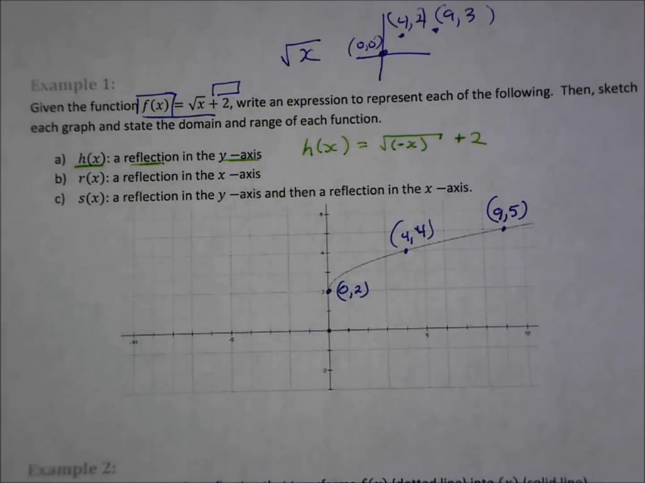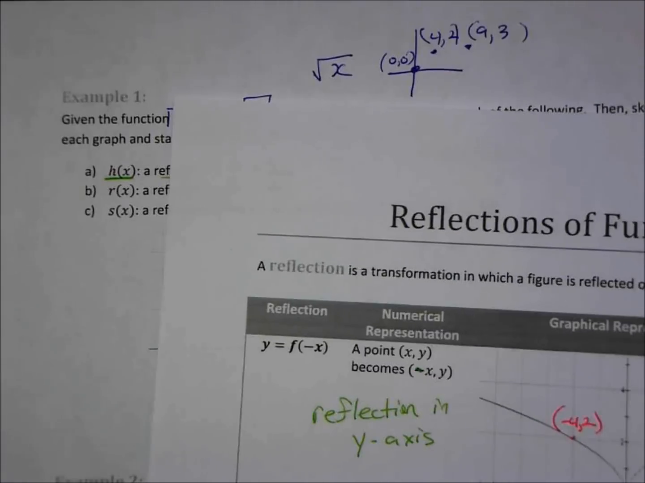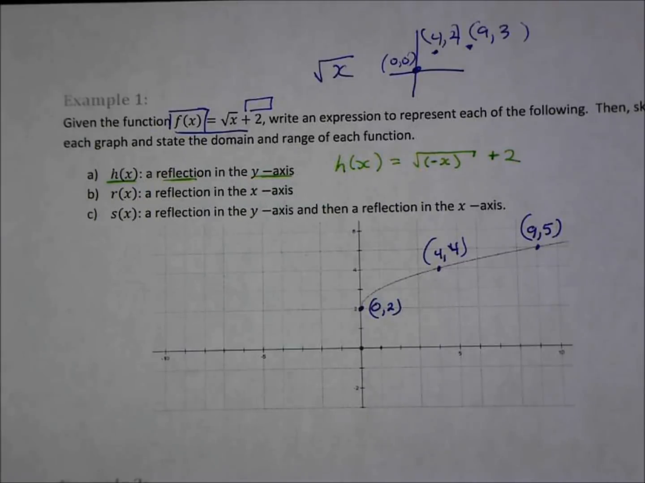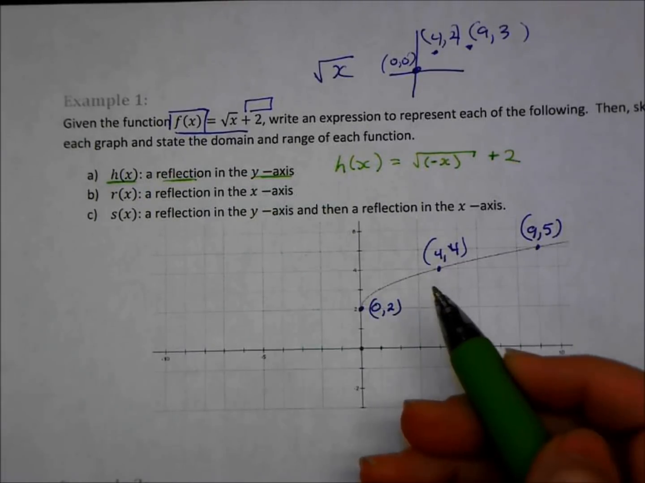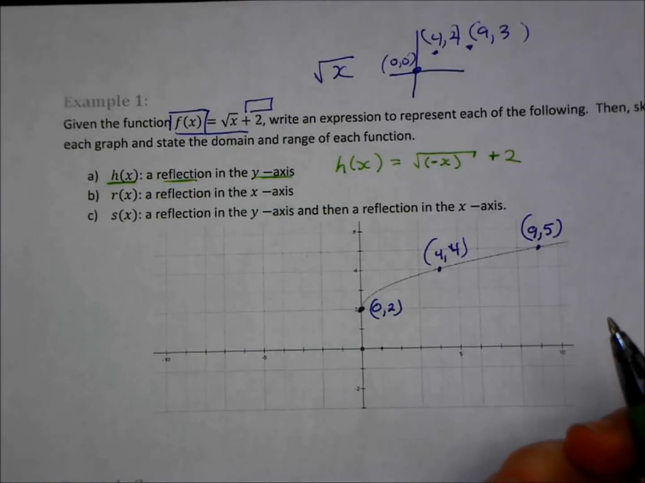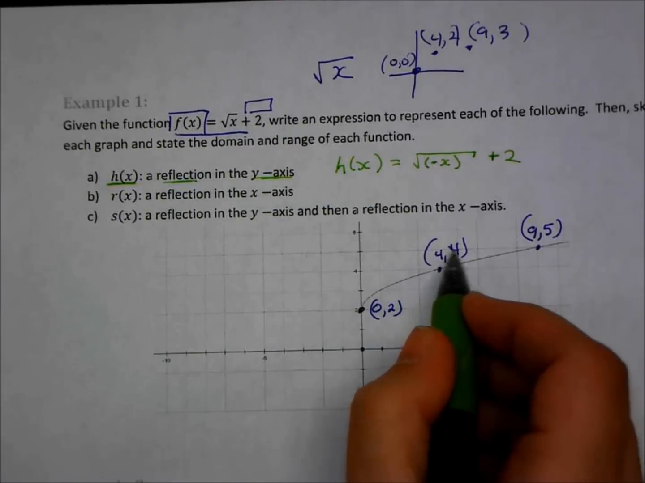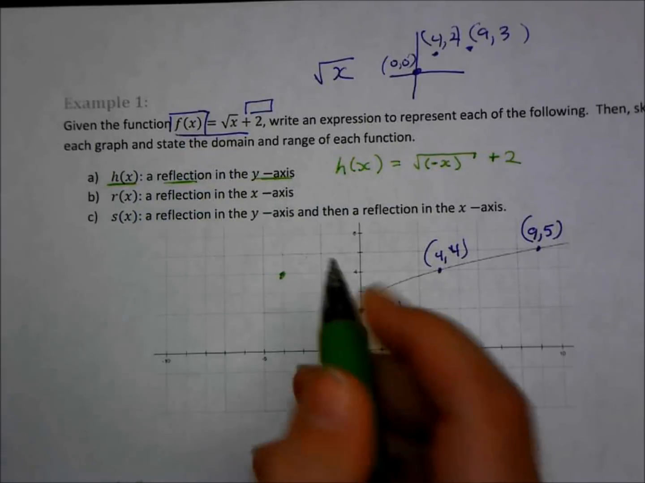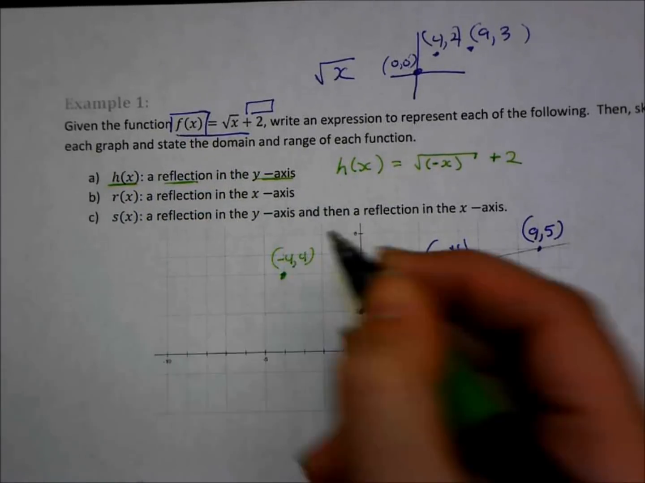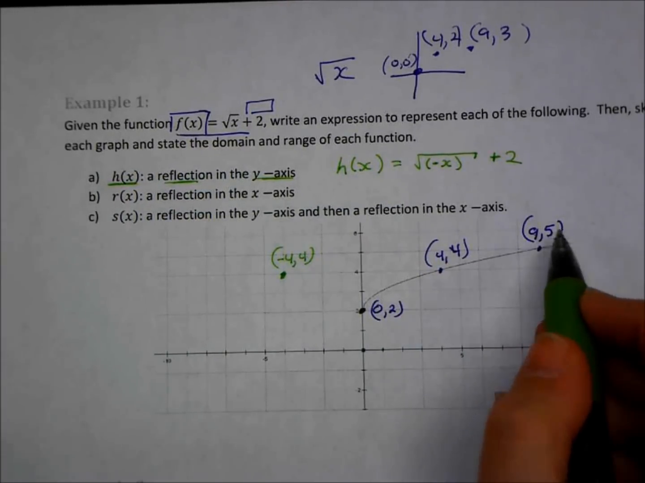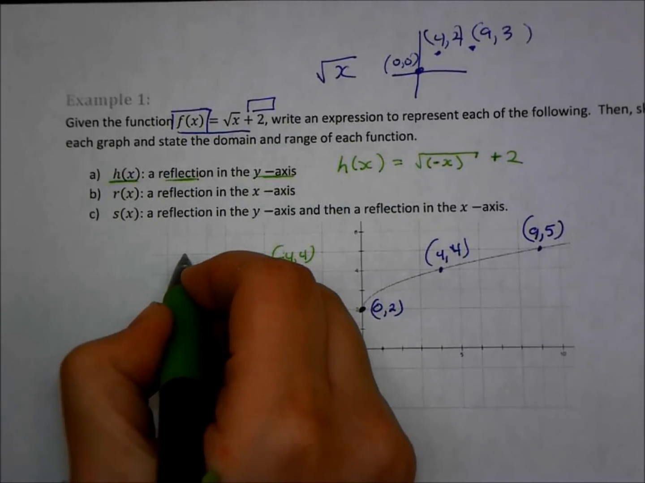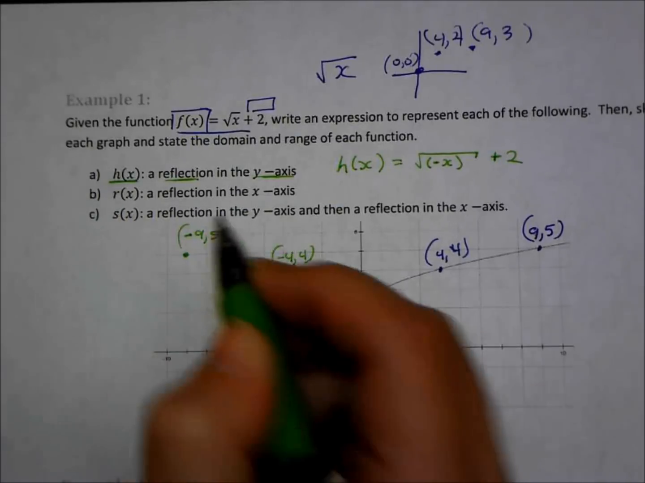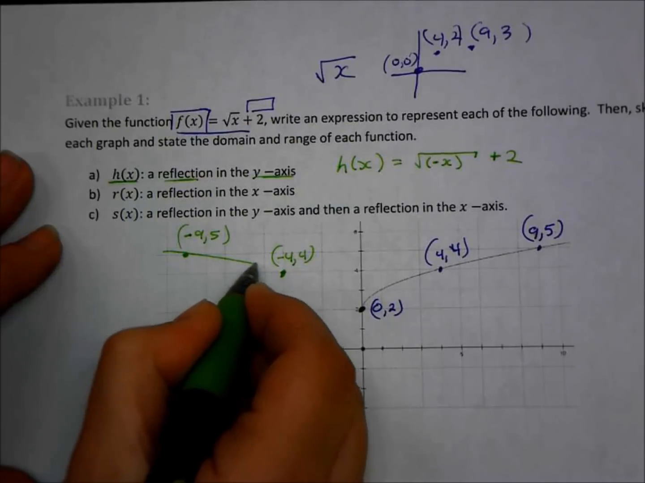And it means that we take every point that we've identified and the x becomes negative x. So instead of having (0, 2), we put a negative in front of the 0 and it stays right there. Not really a move. Over here, instead of (4, 4), we're going to have (-4, 4). Here, instead of (9, 5), we're going to have (-9, 5). So what does our function look like? It looks like that.